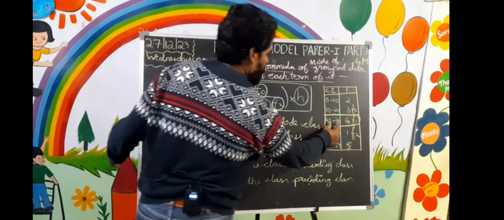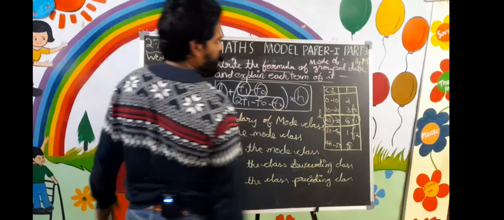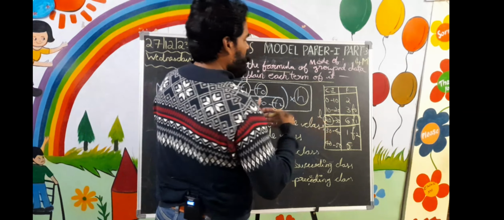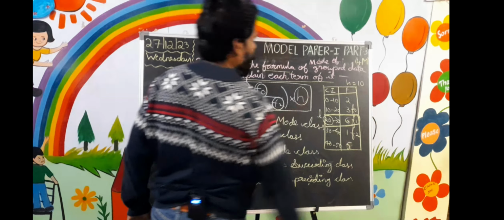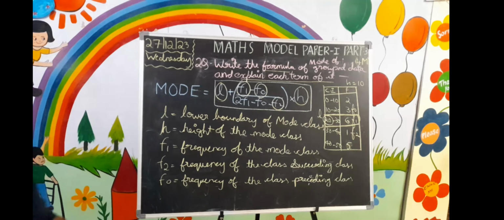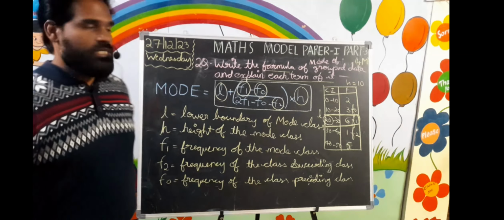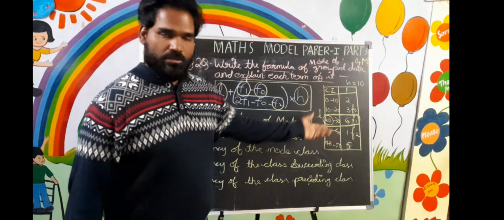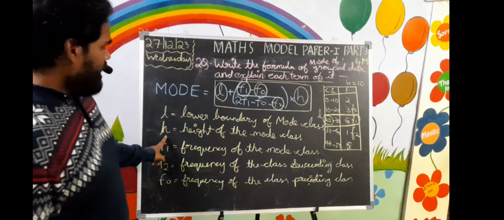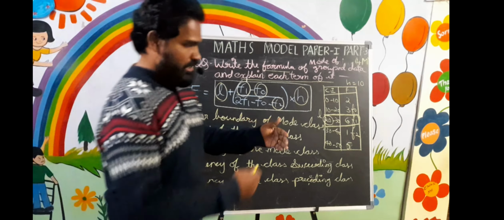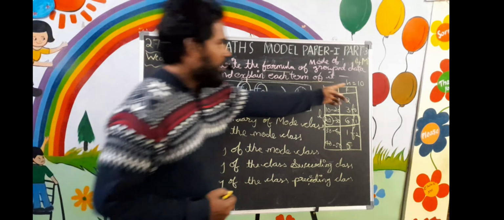Later, in this class, which is called the modal class, the left side number represents the L value, and the numbers that you count from 20 to 30, there are 10, that becomes the value of H. H is equal to 10. So to start with, L is nothing but the lower boundary of the modal class. Okay, 20 or 19.5, they are the lower boundary of the modal class. Moving on to the next, height of the modal class. Height means the range between the lower boundary and the upper boundary, which is nothing but 10.